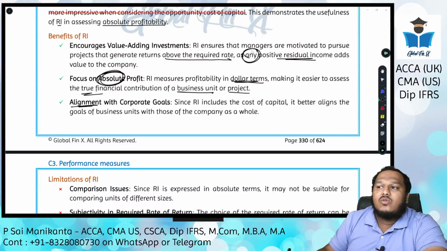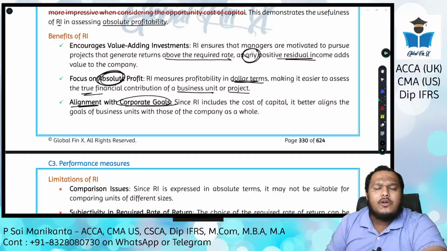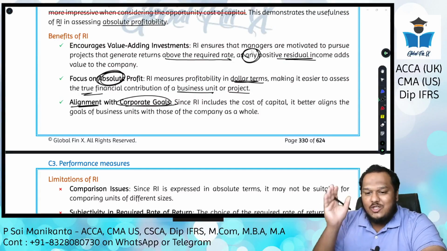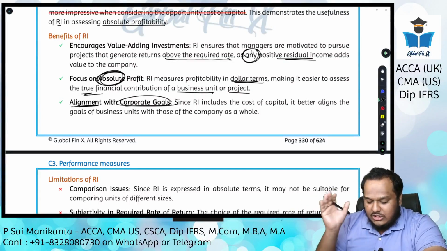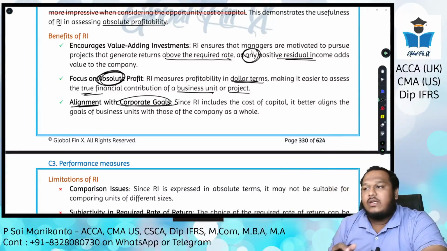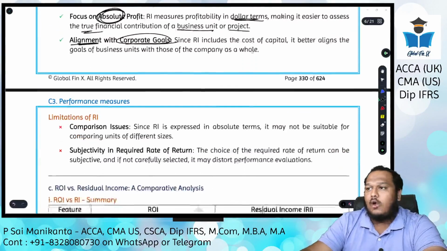And it aligns with the company's goals. What is the overall corporate goal? What is the overall company goal? Wealth maximization. RI talks about wealth. How many dollars are being added by each unit? How much value is added by each unit? So it is in line with the corporate goals.